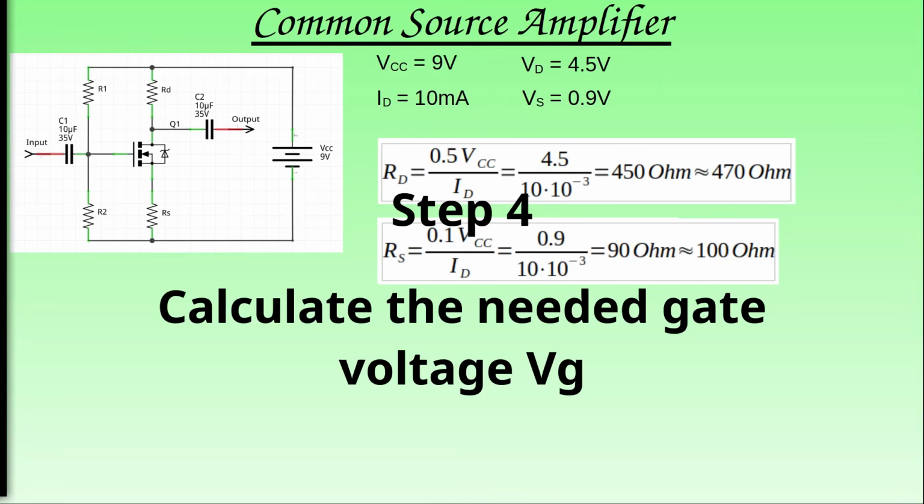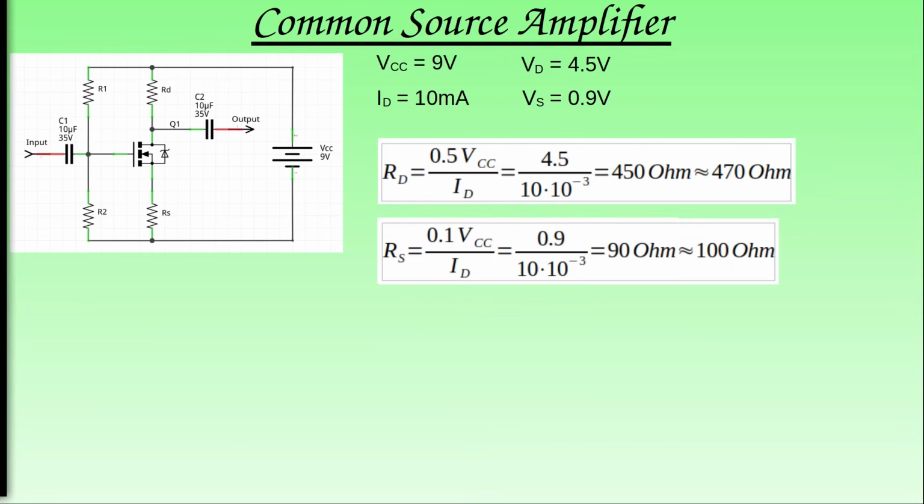Step 4. Calculate the needed gate voltage, VG. This will be just the sum of the voltage on RS and the voltage VGS of the MOSFET, which we need to take from its datasheet. And the datasheet for this kind of MOSFET gives us 3V. So VG equals VS plus VGS equals 3.9V.